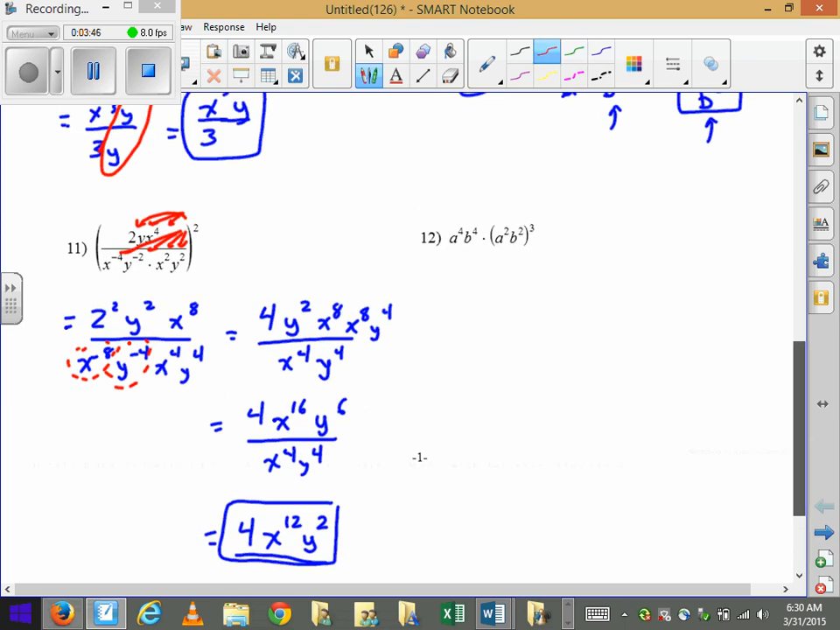And then finally, number 12, this third just goes to those two pieces, so leave a to the 4th, b to the 4th alone, and then we end up with a to the 6th, b to the 6th. So by the time all is said and done, we end up with 10 a's and 10 b's.